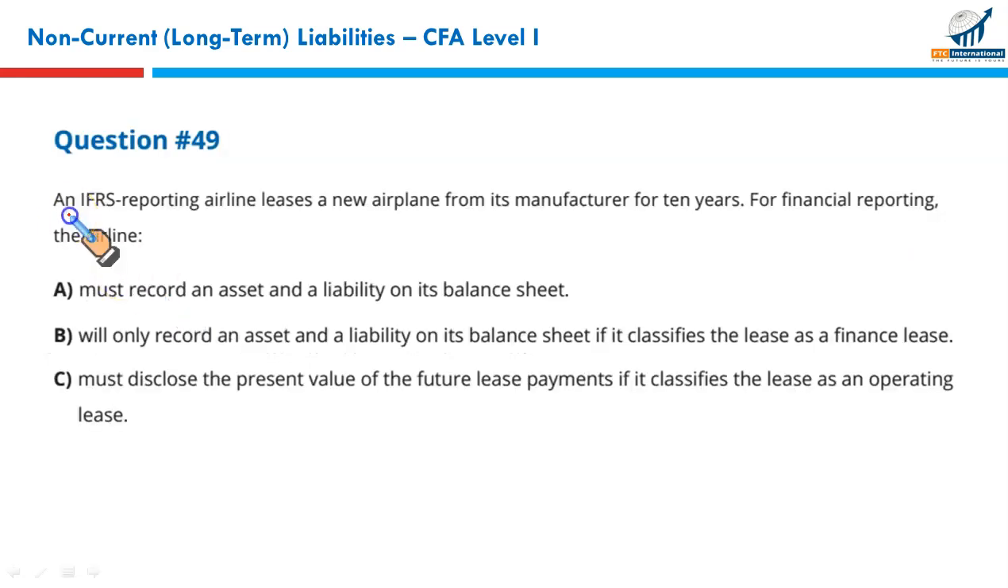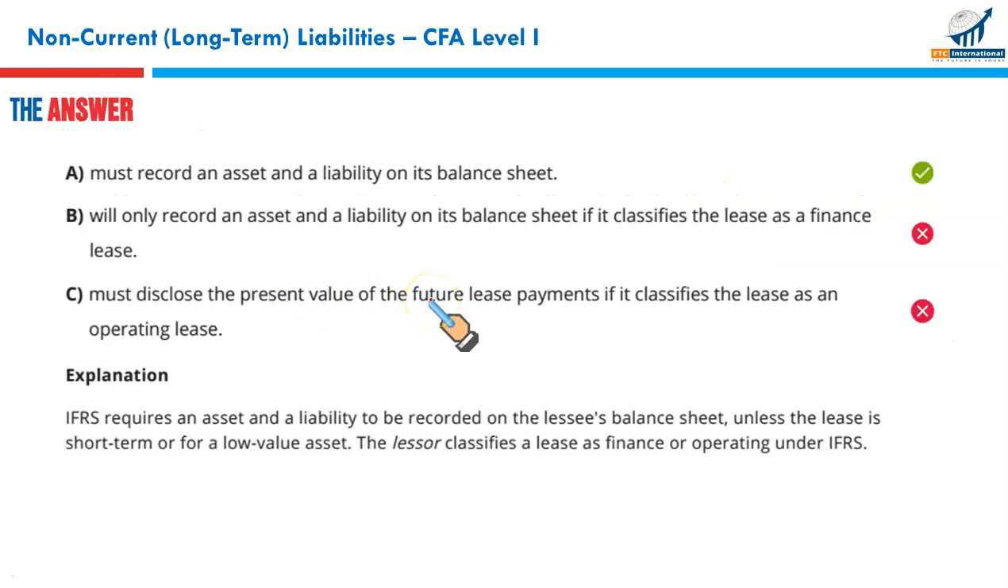Next. An IFRS reporting airline leases a new airplane from its manufacturer for 10 years. For financial reporting purposes, the airline must record an asset and a liability on its balance sheet. It's correct. Under IFRS, an asset and liability are to be recorded on the balance sheet unless the lease is short term, which it is not, or a low value lease, which it is not. So it will be reported as an asset and liability. That picks A as the correct option.